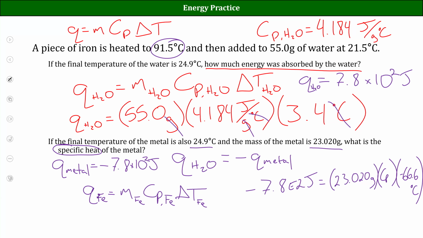So now what we're trying to do is solve for Cp. Divide both sides by the mass, divide both sides by negative 66.6. And we get specific heat of iron. Should be somewhere around 1. No, 0.1. Yeah, I have 0.51, but no, that sounds right. I'm just guessing.